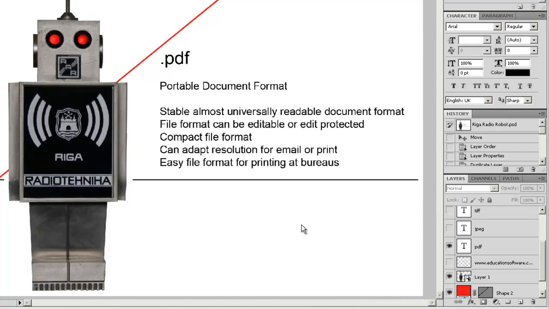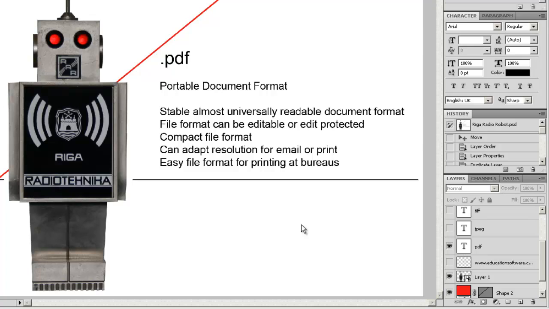probably the most ubiquitous is the .pdf. It's an Adobe product, it's portable document format. Now, it is a very stable and almost universally readable document format. It's good because you can balance the sort of resolution depending on whether you're going to be emailing it or whether you're going to be using it as a sort of a printing or presentation format.